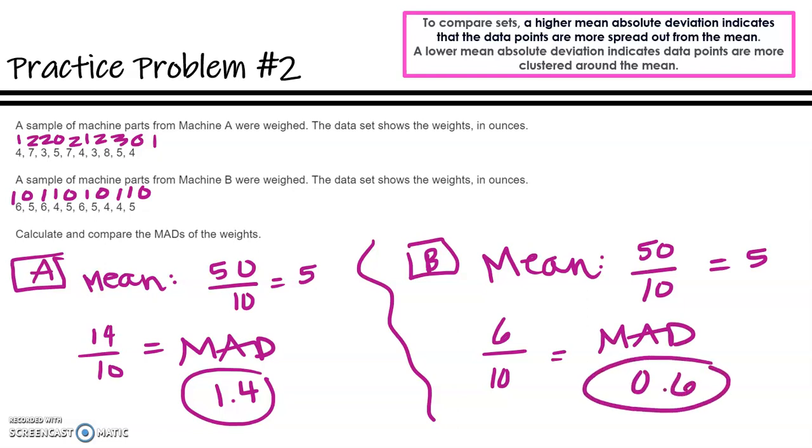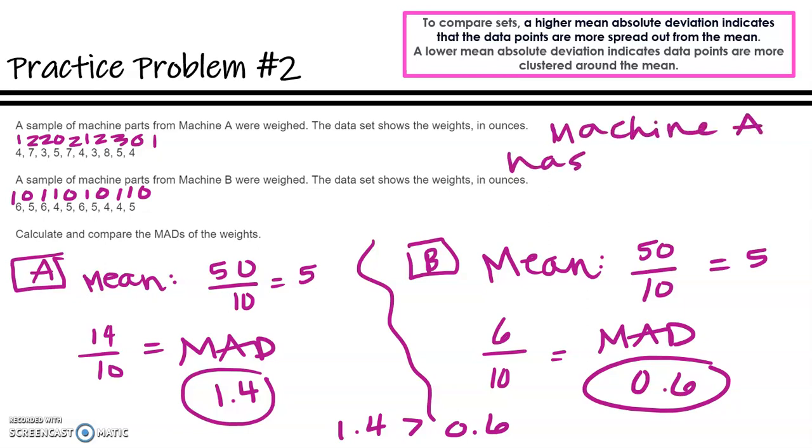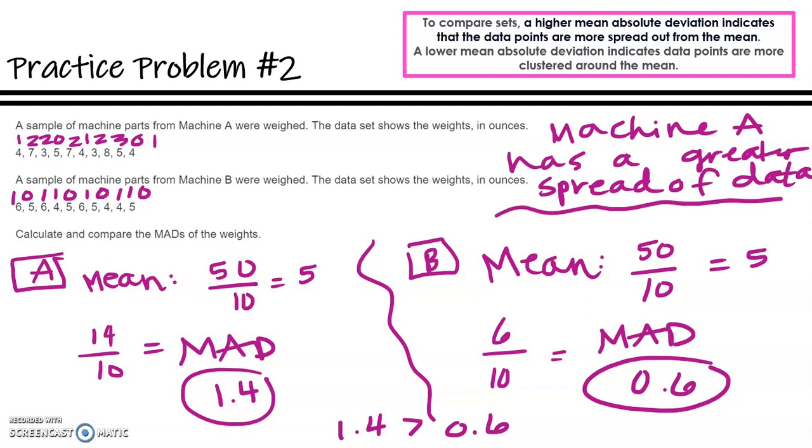So what can we conclude? Well, the MAD for machine A is greater than the MAD for machine B. Therefore, machine A has a greater spread of data, which just means that their data values are farther from the mean than machine B. Okay, again, a higher MAD indicates that the data points are more spread out from the mean. So that was what you can conclude.